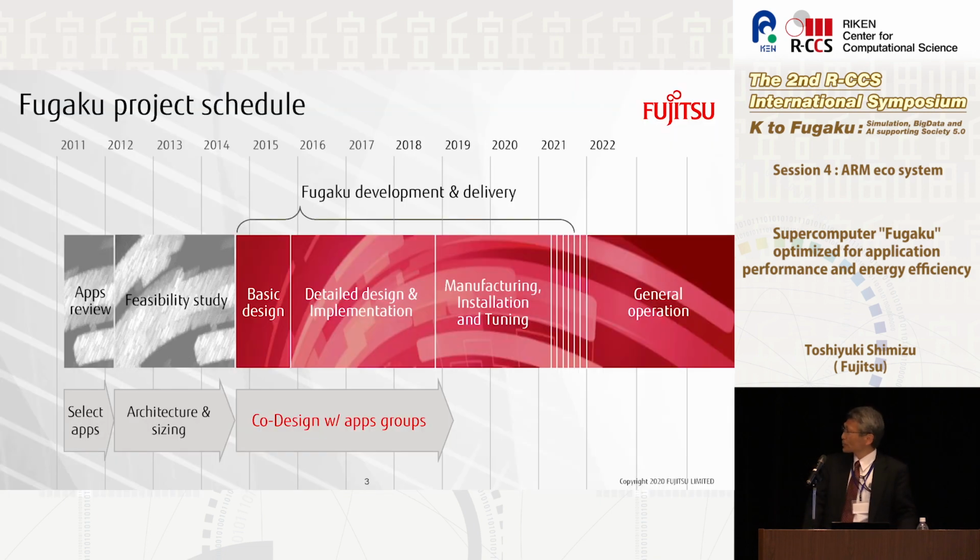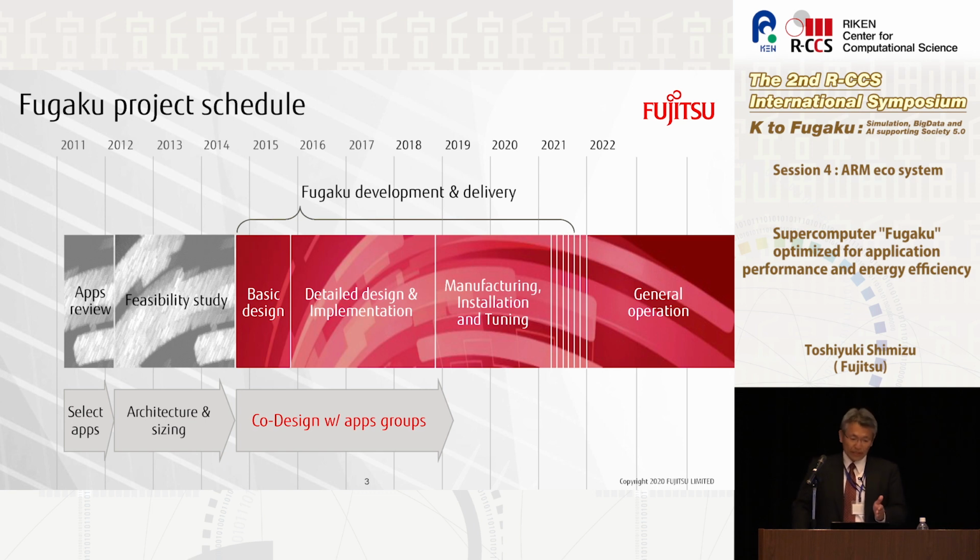This is the development schedule of the Fugaku project. At the early stages, applications for Fugaku are selected, and application review, and during the feasibility studies, many architectures, including vector and accelerators, and a cluster of general purpose CPUs were studied. That evaluation is done, and a cluster of general purpose CPUs is selected as the system architecture for the supercomputer Fugaku.